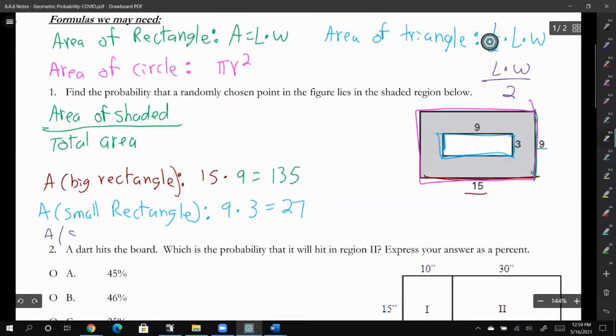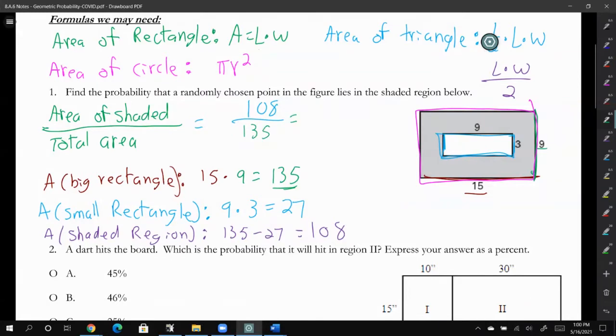So then the area of the shaded part or region is going to be 135 minus 27. The whole thing minus the unshaded part, and that gives us 108. So we now have the area of the shaded region, which is 108, divided by the total area, which we calculated was 135. So that's the probability of hitting a point in the shaded region. And if you divide that out, that equals 0.8, which is the same thing as 80%.